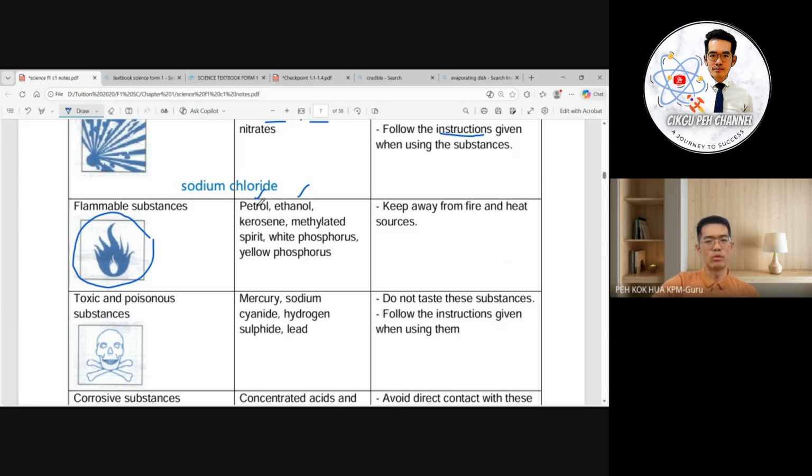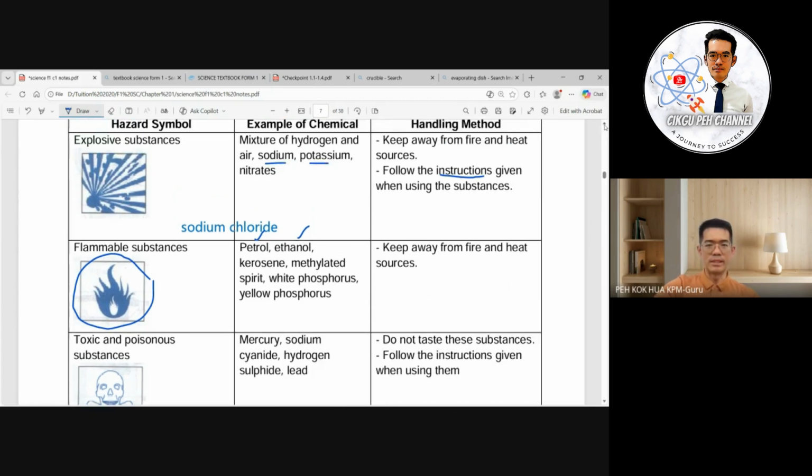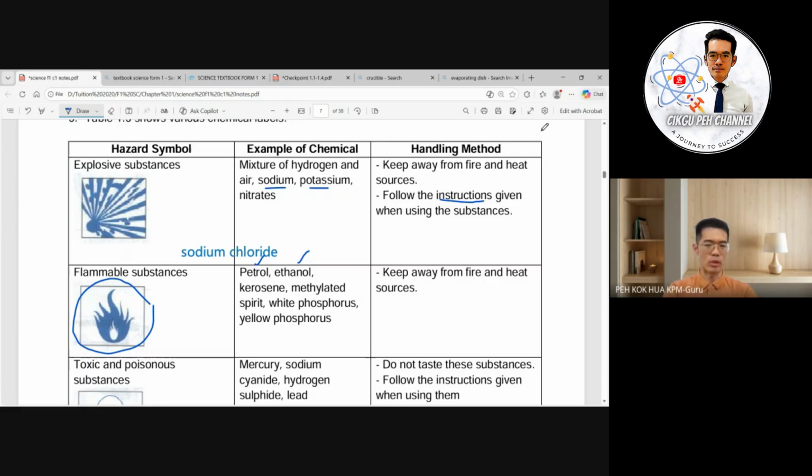Okay, petrol. Let's say you look at the example: if this is a subjective question, you should give petrol because you understand, right? If it's an objective question with no choice, we need to know all the chemicals here. But if it's subjective, and the question asks you to give one flammable substance, you can straight away give petrol, right? This is quite a common sense answer you should give.